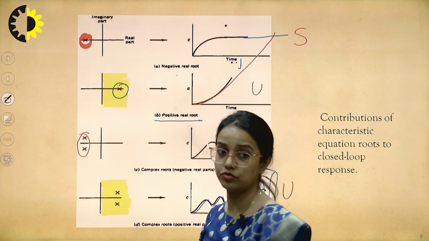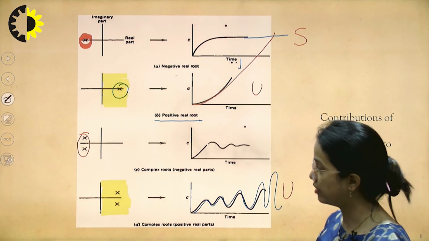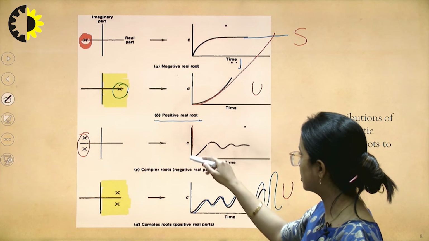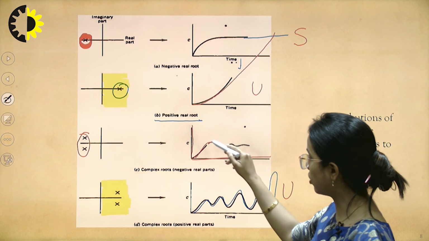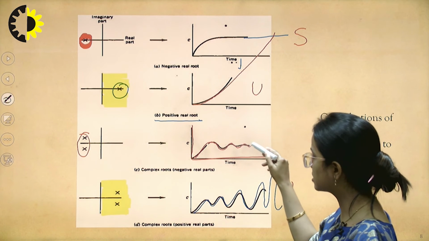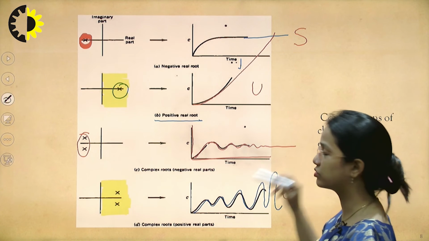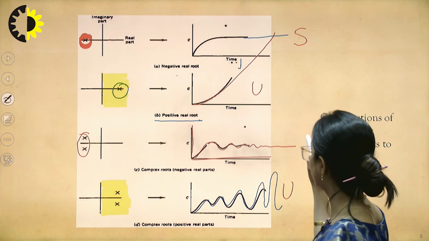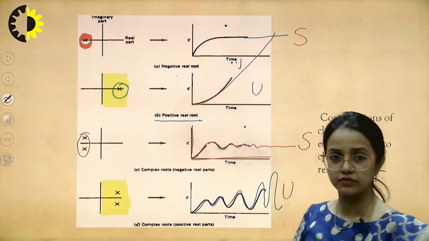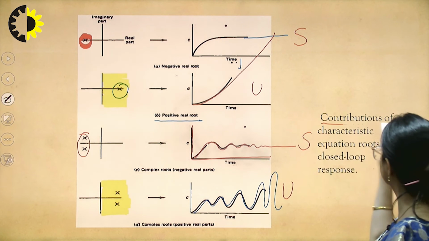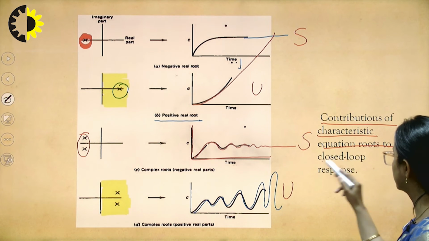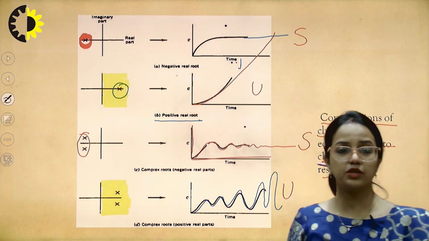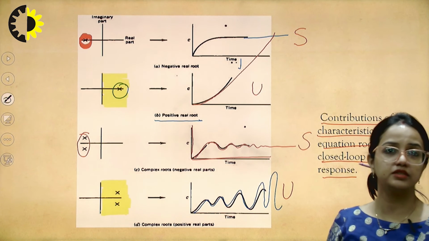Now here we have complex conjugate roots, but they are lying on the left hand side of the S plane. On the left hand side of the S plane, you can see that it is not going unbounded. It is diminishing, and a time will come that it will approach some constant value. So very much predictable. So we can call it a stable system. These are contributions of characteristic equation roots to the closed loop response. These are the different cases, and we'll be able to predict the stability in this way.